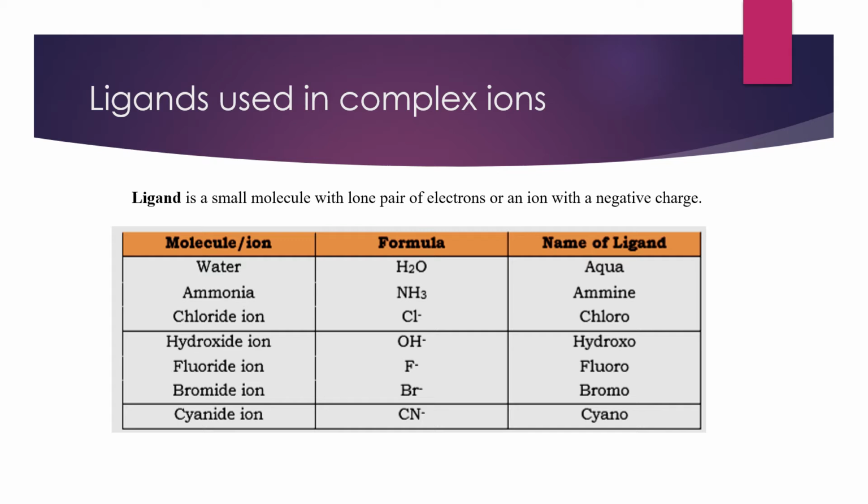Hydroxide, fluoride, bromide, you can see the o is the suffix here, isn't it? Hydroxide will become hydroxo, fluoride, fluoro, bromide, bromo. Cyanide ion, which is an anion, will be called cyano. So familiarize yourself with the names and how we are going to use them in the naming system.